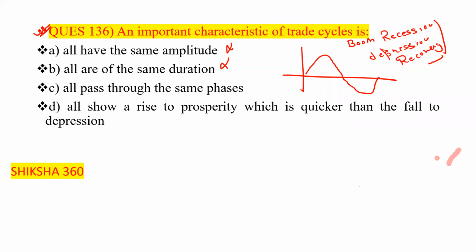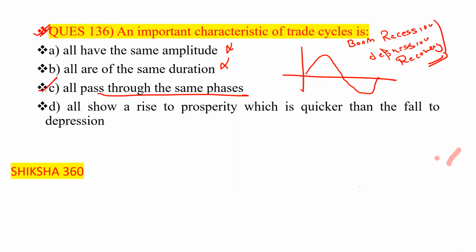All of them have the same phase: boom, recession, depression, and recovery. So that is the characteristic, that all pass through the same phase. So the important characteristic of the trade cycle is that all pass through the same phase.